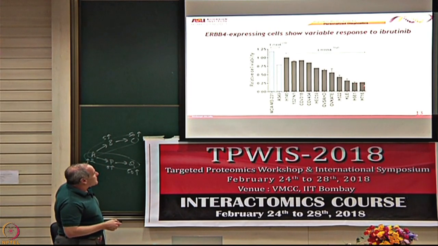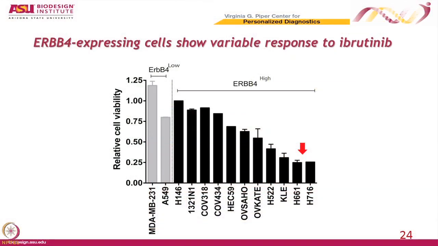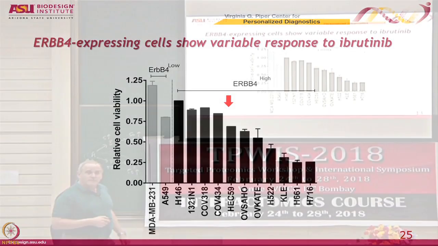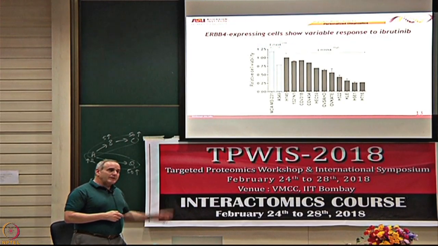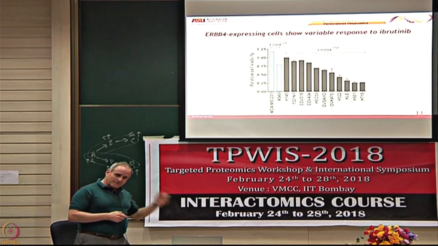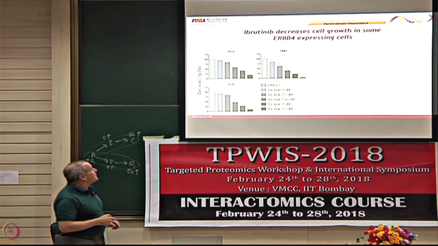And so you could see that some of these cell lines out here were significantly inhibited by ibrutinib, and these guys not so much. So these guys look like they're resistant to drug, these guys look like they're sensitive to drug. You still with me? Okay.